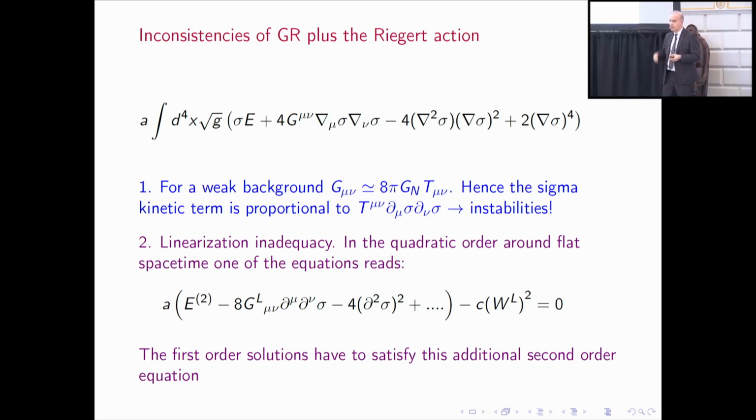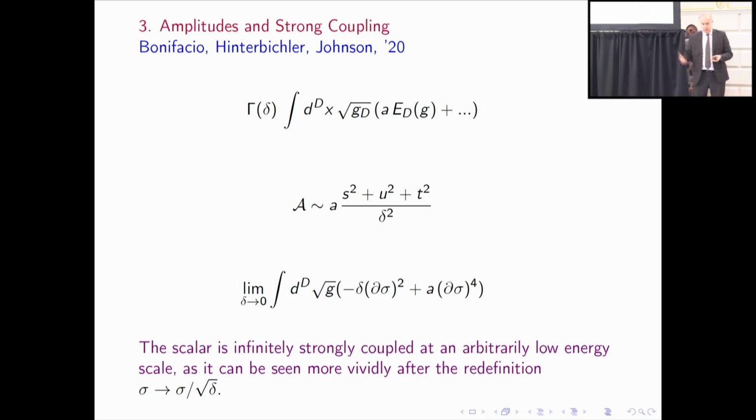So that is that constraint equation. You see, E2 stands for the second order Euler density expanded around flat space, and G mu nu L is the linearized Einstein tensor multiplied by sigma. That's already quadratic, and so on and so forth. That's at least a quadratic equation imposed on first order things. So that's a problem, or at least indicative of a problem, and highly inconvenient.